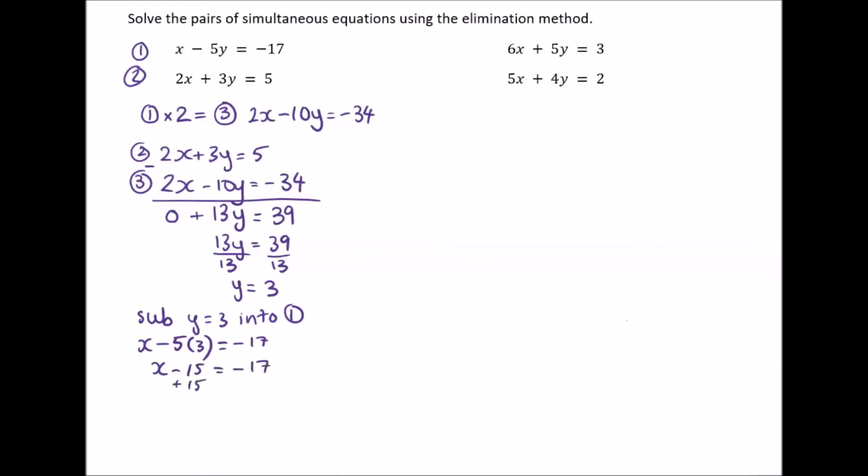We add 15 to both sides, and we're left with x equals negative 2. And so we can write our solution. Therefore, the solution is x equals negative 2, and y equals 3. Let's look at the second example.